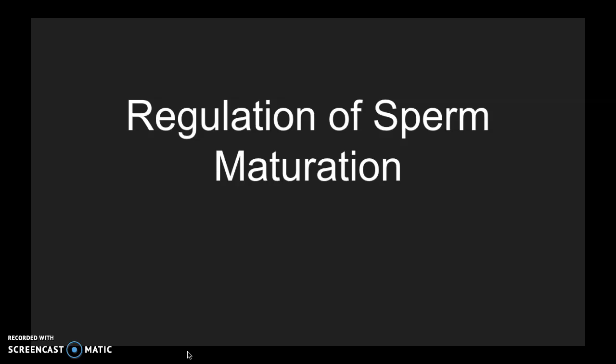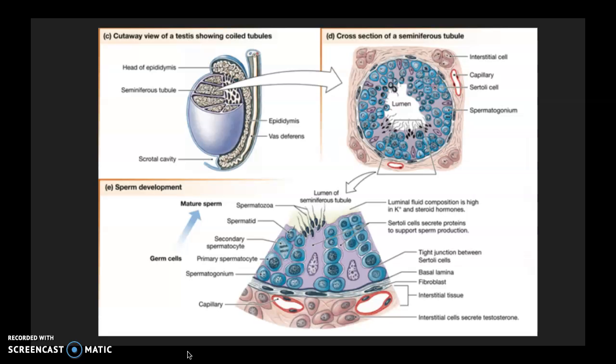Sperm, or the male gamete, is produced in the tissues of the testes. A cutaway view of the testes is shown in the upper left-hand panel, while a cross-section of one of the structures found within the testes, the seminiferous tubules, is shown in the upper right-hand corner.